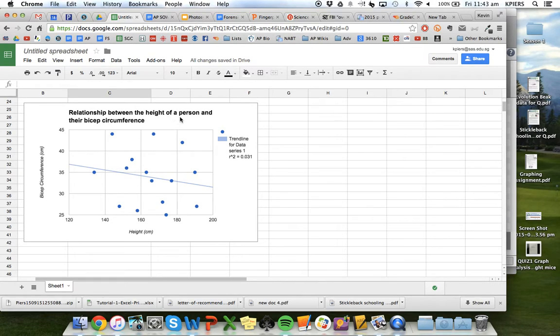So again, this is a relationship between the height of a person and their bicep circumference. You've got the proper labels here. And as you can see, the data is all over the place, and I've gone ahead and drawn a linear trend line. This one slopes down, so if anything, it's a negative correlation. But you really have to look at the R-squared value. It's 0.031, which is very, very close to zero. And you can tell just by looking at the data that it's scattered about. There really is no strong correlation between height and bicep circumference.